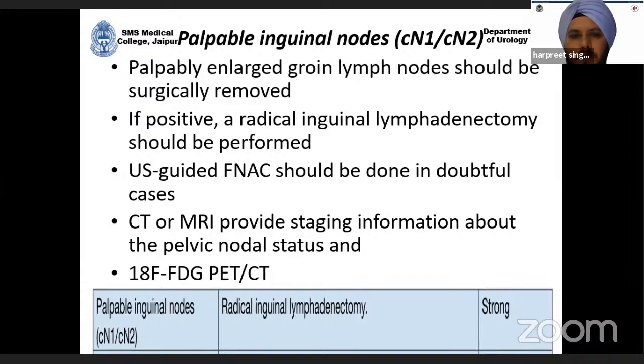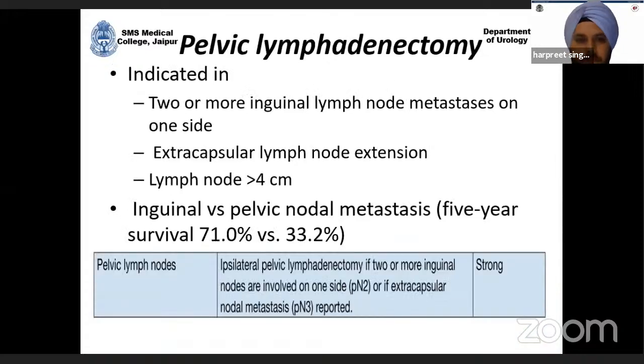So if the lymph nodes are palpable, then the CT or the MRI provides the staging information about the pelvic lymph node status. The PET CT is also an option. The sensitivity and the specificity of the PET CT for the detection of the pelvic lymph node is 88% and 98%. So the EAU recommends radical inguinal lymphadenectomy for palpable inguinal lymph nodes. Now comes the pelvic lymphadenectomy.